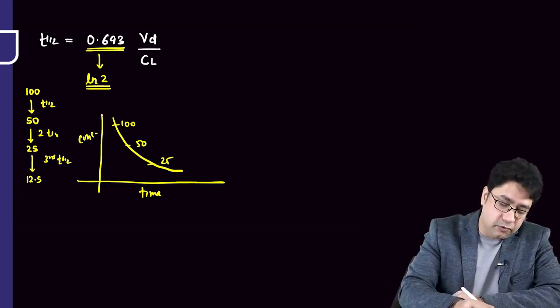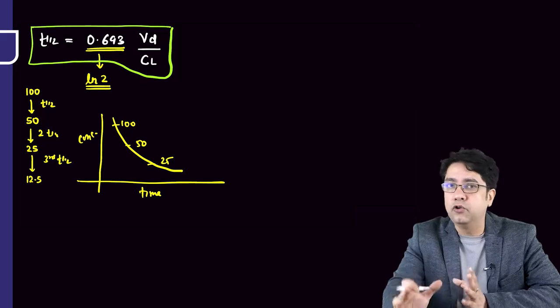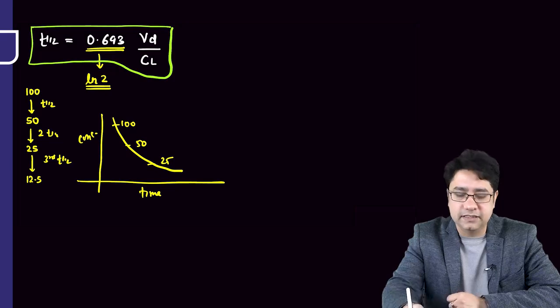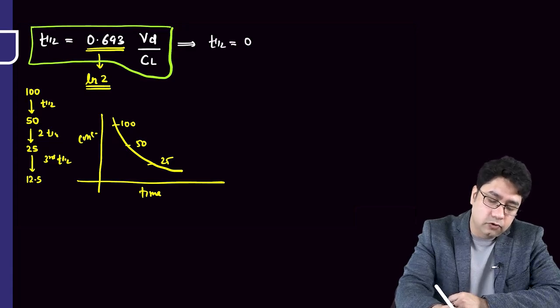So this is a formula which you should remember by heart. Now beta, we know how to calculate Vd. We also know how to calculate clearance capacity. From this formula, we made another formula. That is, half-life is equal to 0.693 upon K.